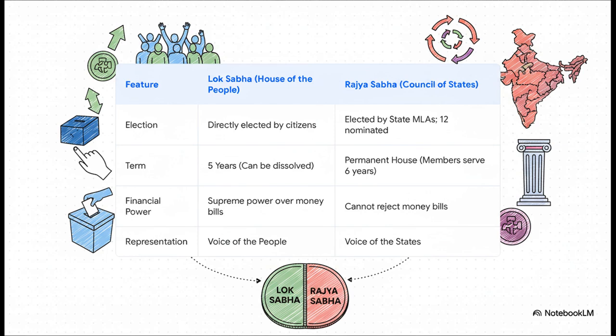Okay, let's put it all side by side, because this makes it super clear. You've got the Lok Sabha on one side, directly elected, a 5-year term, and all the power when it comes to money. Then you have the Rajya Sabha, indirectly elected, it's permanent, and it acts as a check, a revising chamber. One is the voice of the people, the other is the voice of the states. They're basically two sides of the same democratic coin.